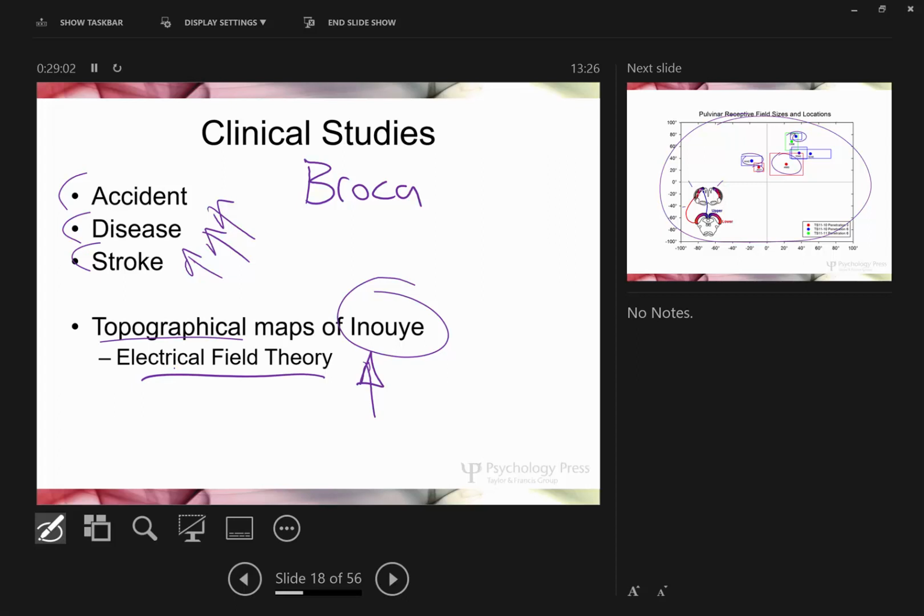One of the other interesting things that came out of this was a concept called cortical magnification.